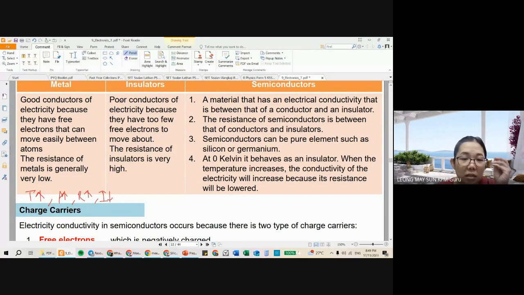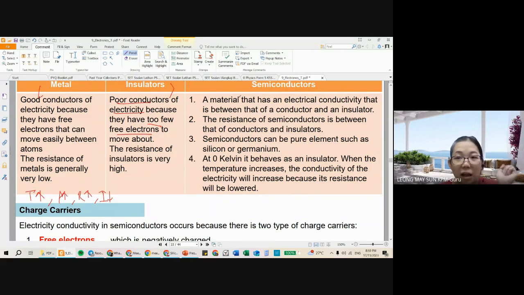For insulators, they are poor conductors of electricity because they have very few free electrons to move around. Their electrons are usually bound in covalent bonds. So the resistance of an insulator is very, very high. So what did they do last time? They only had metals and insulators.